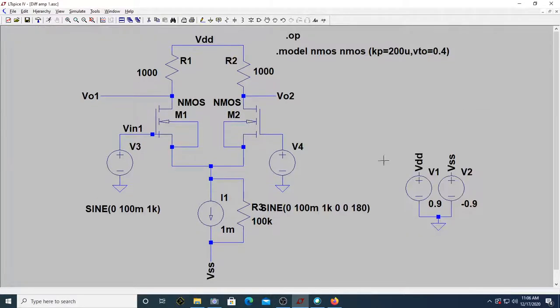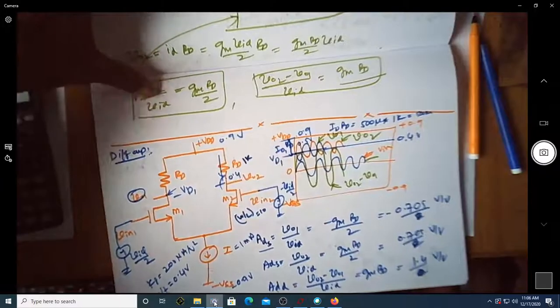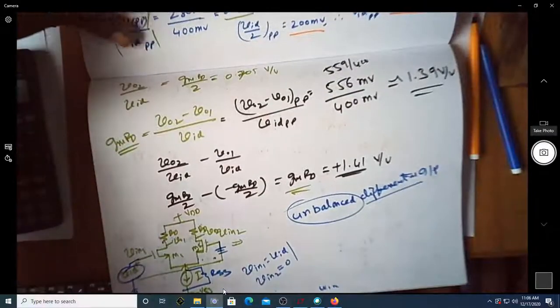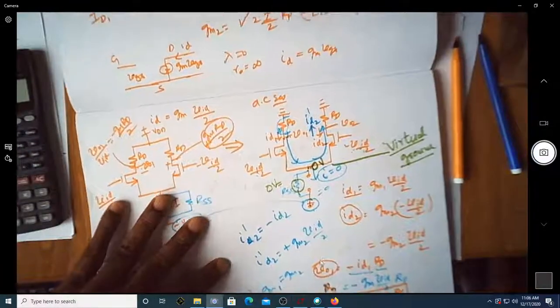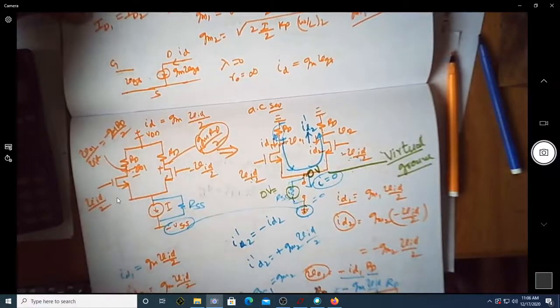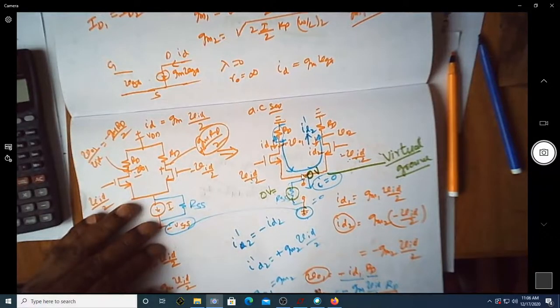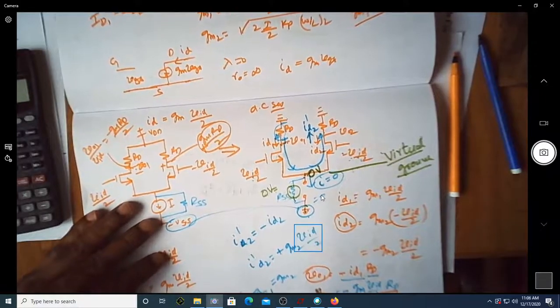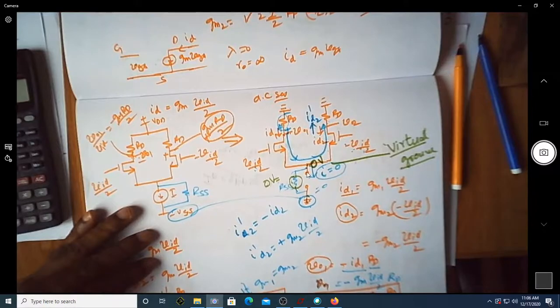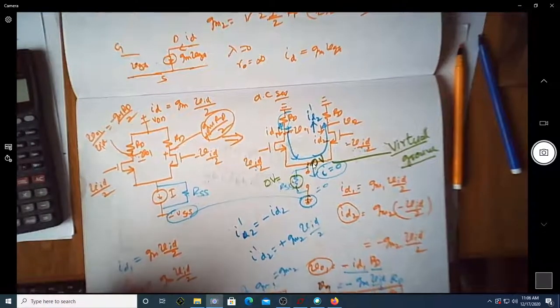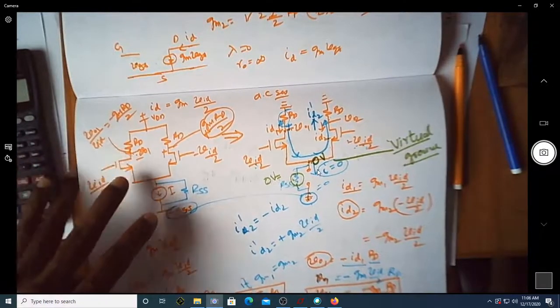Meaning, we assumed in the discussion that whatever current goes in here, the entire current goes back. So we consider this as virtual ground. Even if you put a resistor of whatever value, since there is no current flowing here, this voltage still looks like zero. That's why it is called virtual ground.